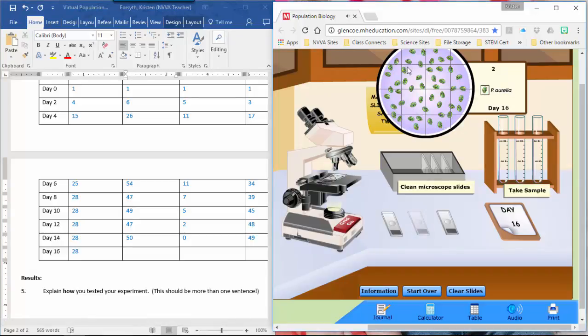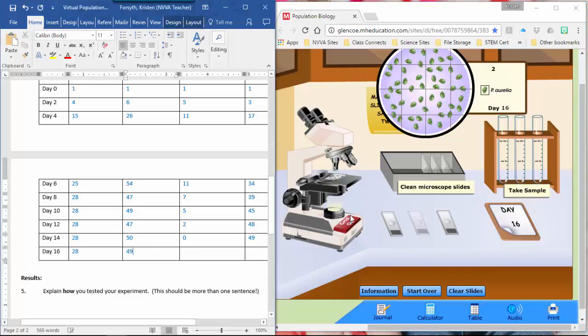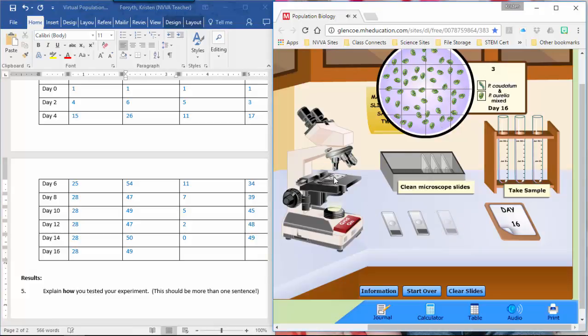Whoa, this one has a lot more. 1, 2, 3, 4, 5, 6, 7, 8, 9, 10, 12, 13, up through 47, 49. Oh my goodness. Okay. And then we got to do the same process with this one. Oh no, there's no P. caudatum, so that one's easy.